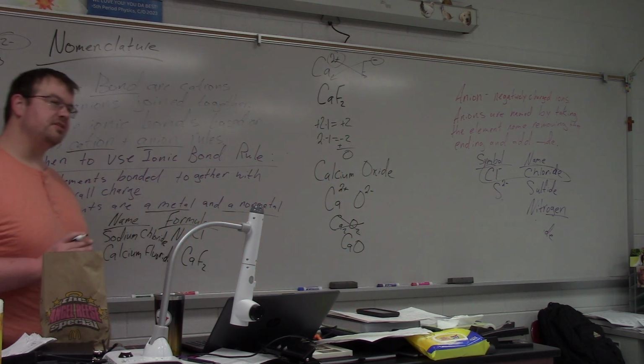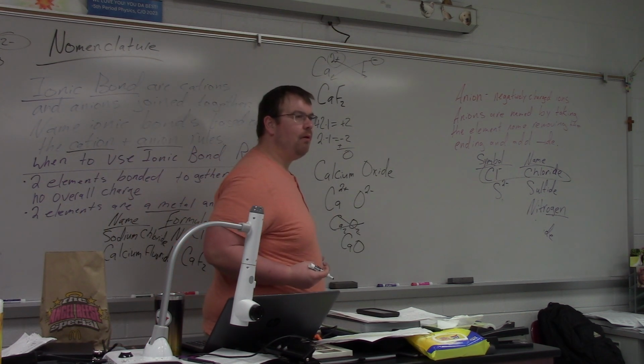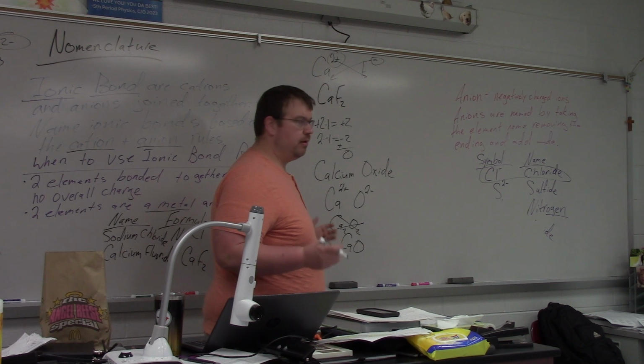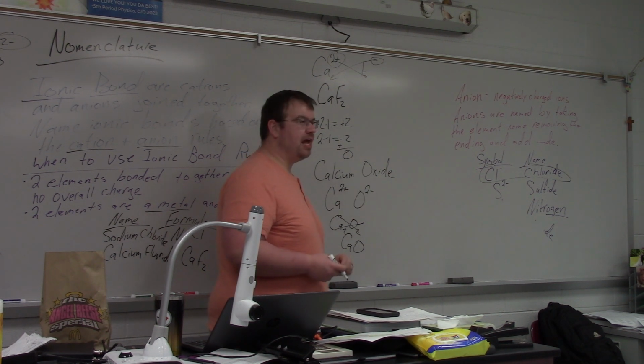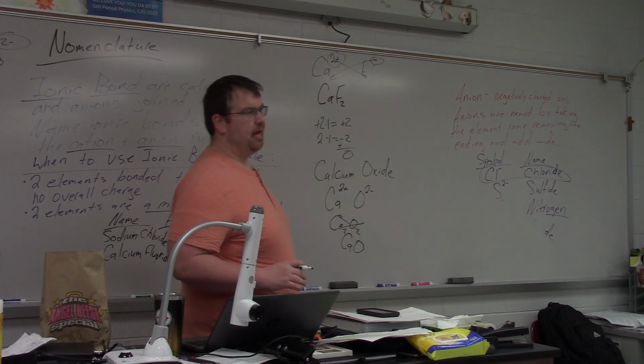So there are 2 methods to doing this. You can cross it, you can see the 2, so you can factor a 2 out, take it out. Or you can look at the 2 plus and 2 negative, it's a 1-to-1 ratio, done. CaO.